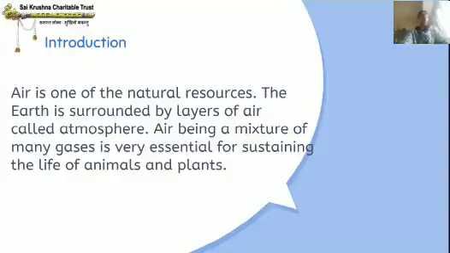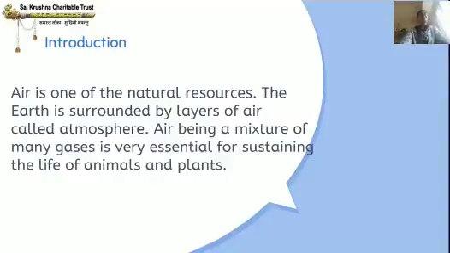So, as you all know, air is one of the most important natural resources. In the previous class, I explained the meaning of natural resource. The natural resources occur in nature. They are not man-made. They are the gifts of nature. And the earth is surrounded by layers of air called atmosphere.